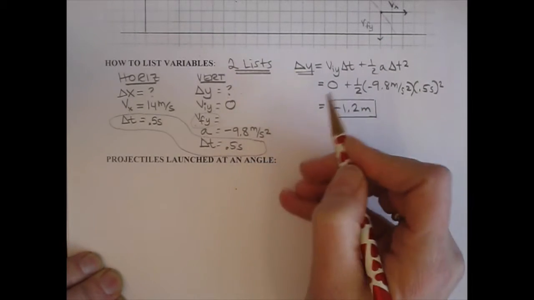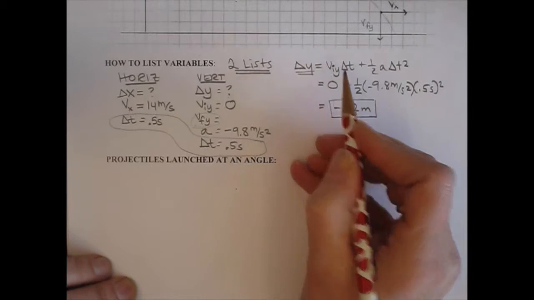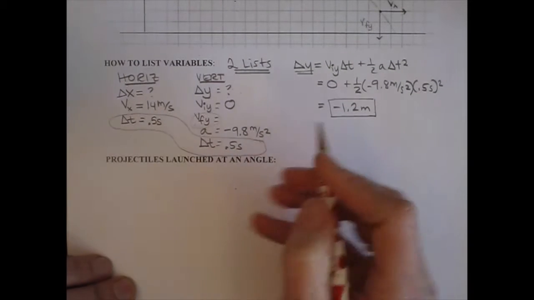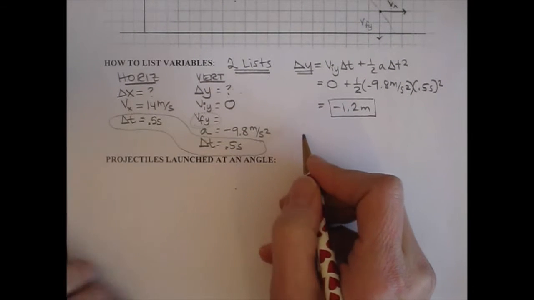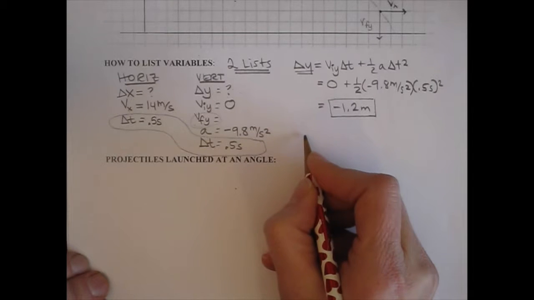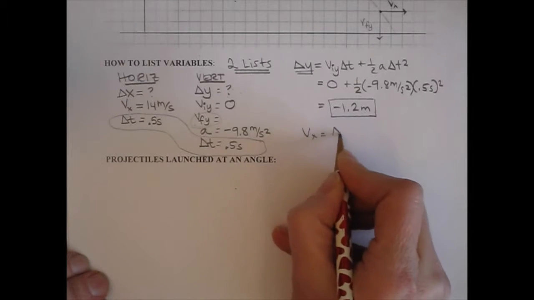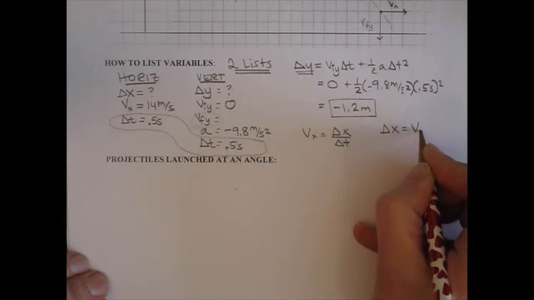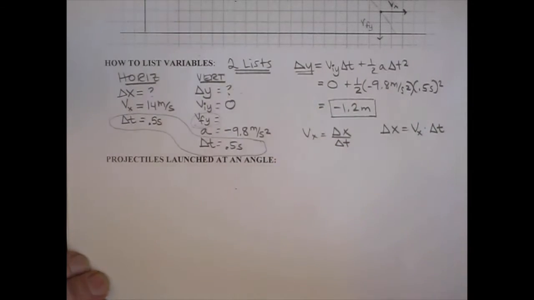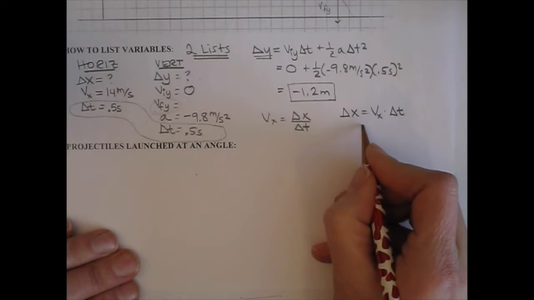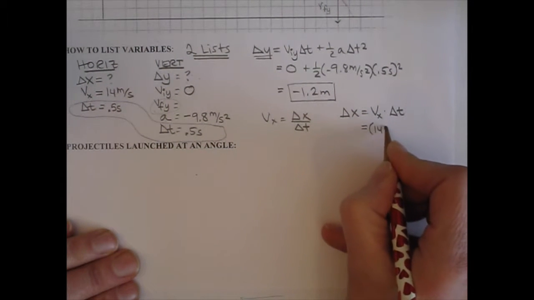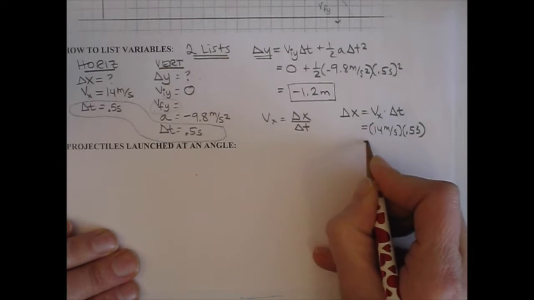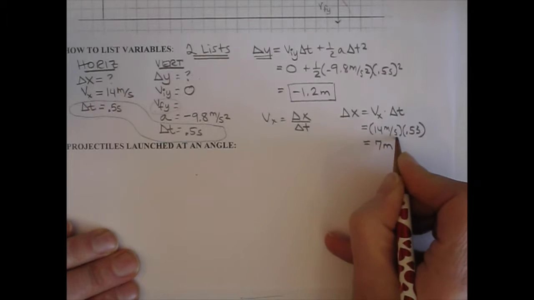Now the reason this is delta y and not y, it just means the change in position. Since it started at 0, delta y is the same as y. We can also find the horizontal position, remembering a relationship for constant velocity. Vx is delta x over delta t, or maybe you prefer to write it delta x equals Vx times delta t. And then substituting, we have 14 meters per second times delta t, which is 0.5 seconds, and that gives us a position of 7 meters.